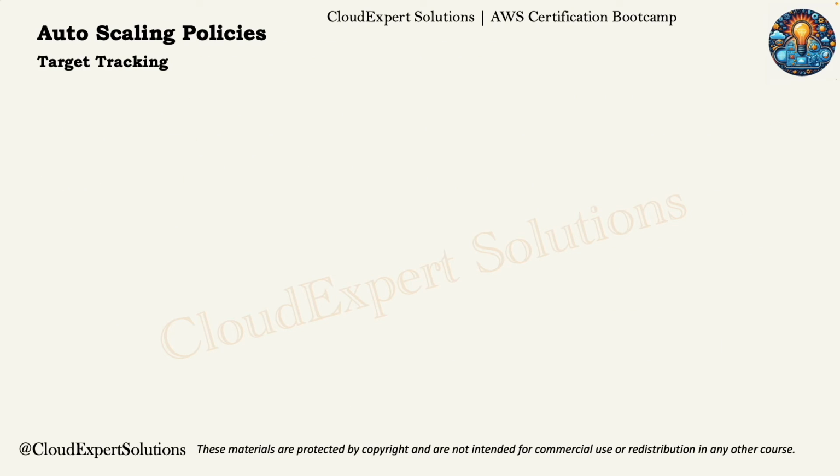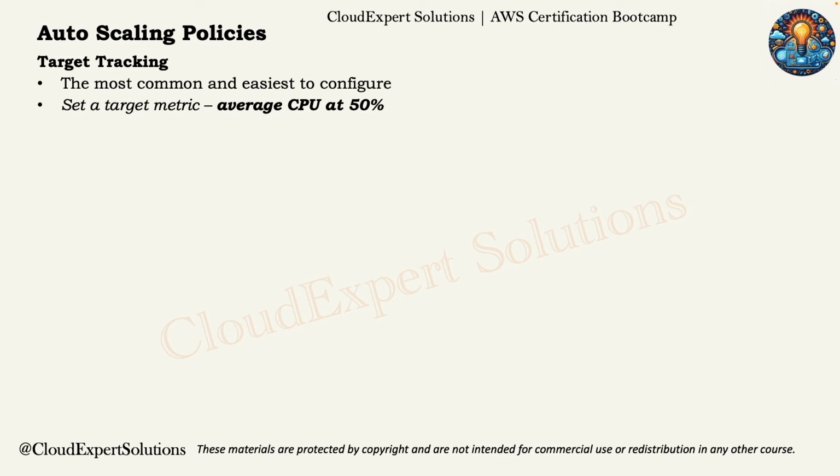Now let's review different scaling policies. If you are wondering what a scaling policy is, a scaling policy is simply the rule book for when and how to scale. There are several types and you need to know all these types for the AWS certification exam. To start with, target tracking. Target tracking is the most common and easiest to set up. You can set a target metric. As an example, you can create a scaling policy keeping the average CPU usage at 50%.